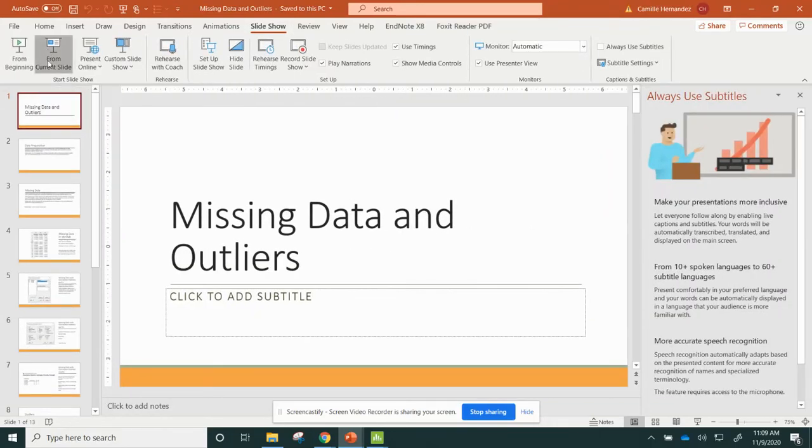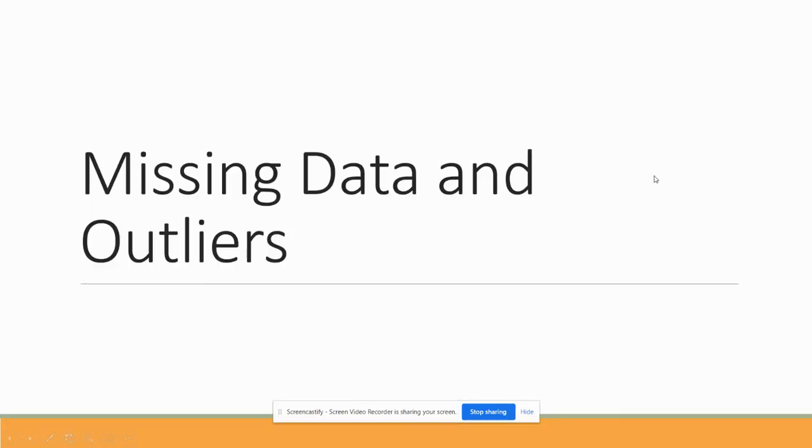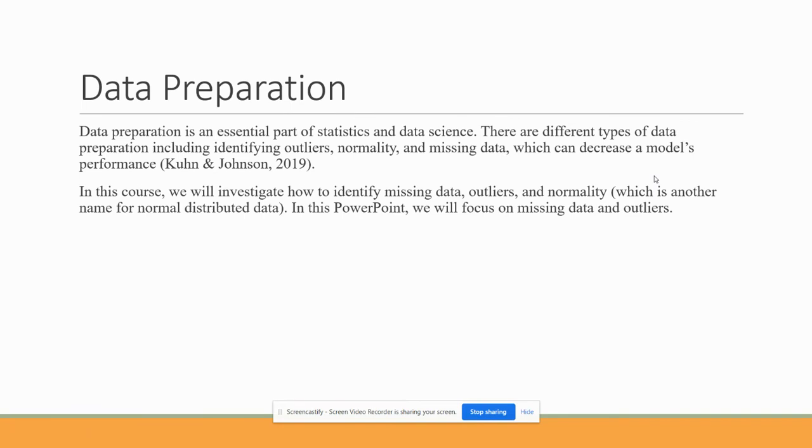So now we're going to talk about missing data and outliers. Data preparation is an essential part of statistics and data science. There are so many different kinds of data preparations we can make. We can identify outliers, we can check normality, which you're going to learn about later, and handle missing data. And all these can decrease your model's performance.